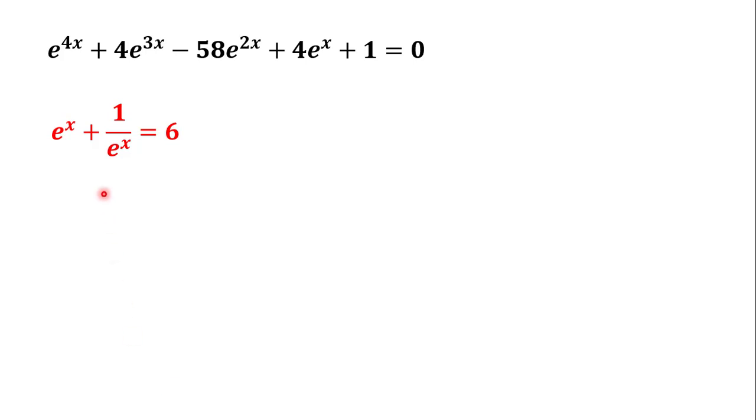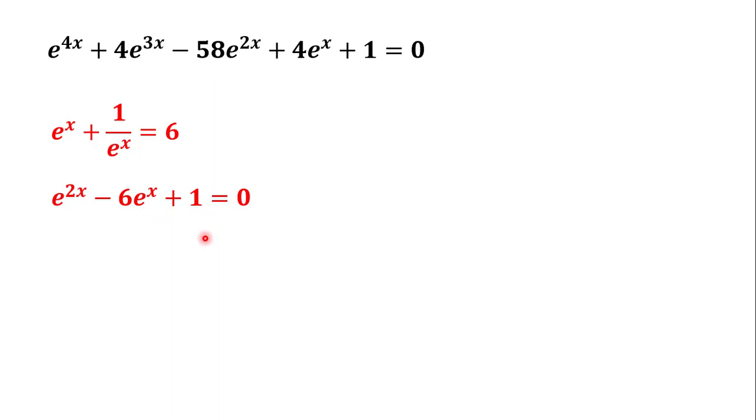Now we have a new equation. We have a fractional term. For deleting these terms, we can multiply both sides by e to the power x. So we get e to the power 2x plus 1 equals 6 e to the power x, and by moving these terms to the left hand side, we get e to the power 2x minus 6 times e to the power x plus 1 equals 0.